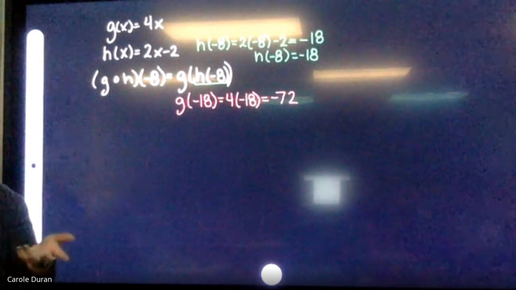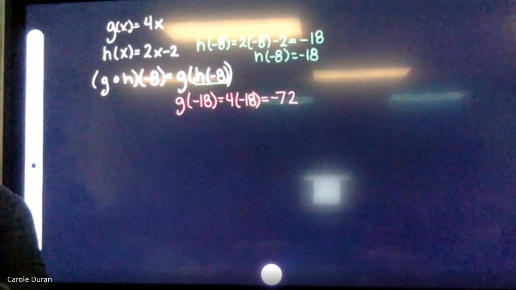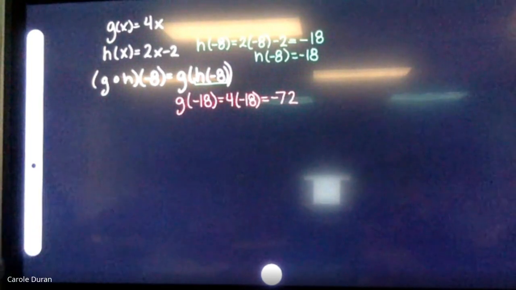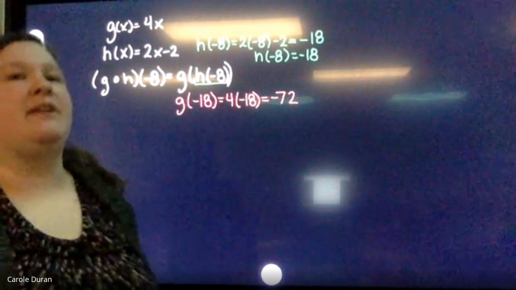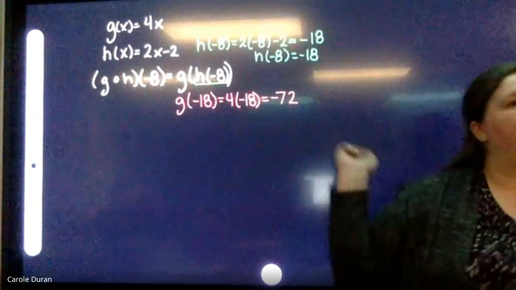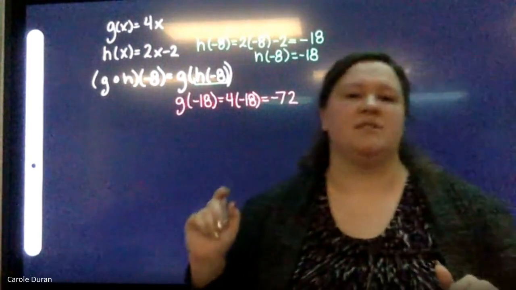So from here on out, it's just homework time. Tomorrow, we're going to do inverse functions. And then on Thursday, you're going to have a quiz over everything from Unit 6. So function notation, operations of functions, composite functions, and then tomorrow's inverse functions.